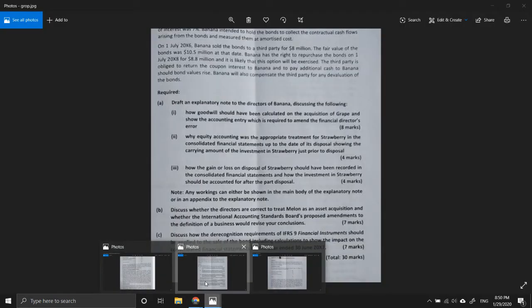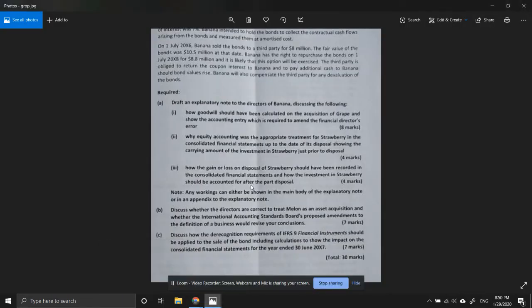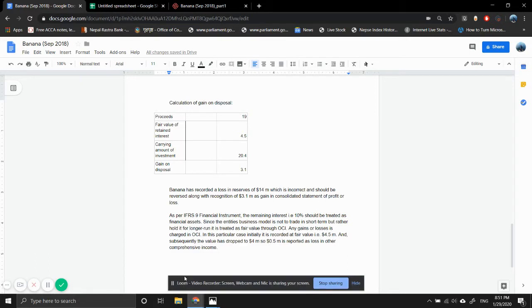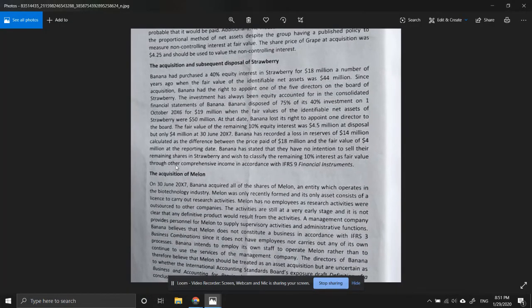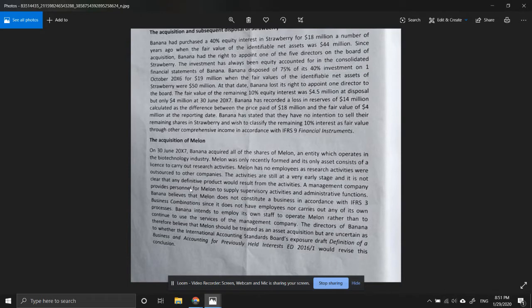Anything else did we miss? I don't think so. So B, it is an asset acquisition. What does the IFRS proposed amendments say? So exposure draft as well. Even I'm not really aware about this particular exposure draft, so we will look at the model answer for this.